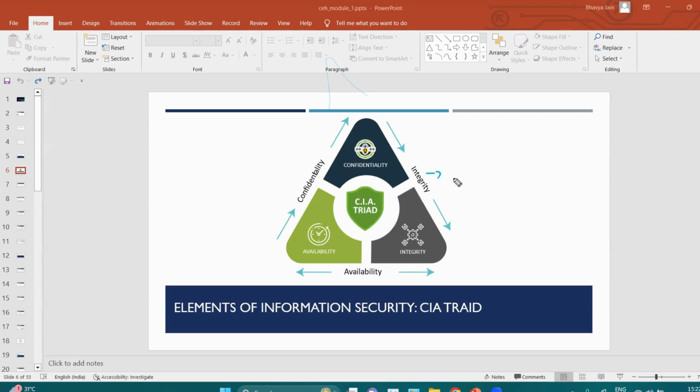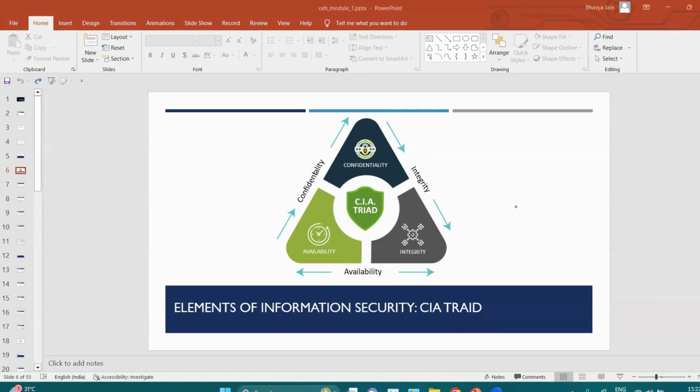So that is integrity, means no one can modify my data. That is what I am ensuring here. And availability is whatever resources I am providing, that should be available to authorized users at any time without any latency. That is availability.